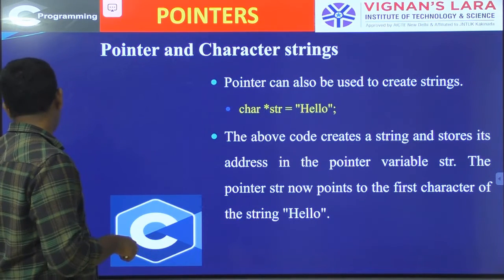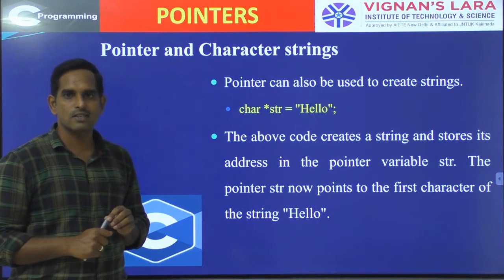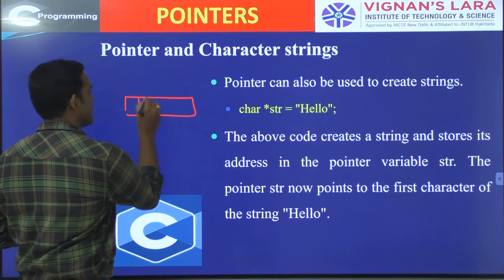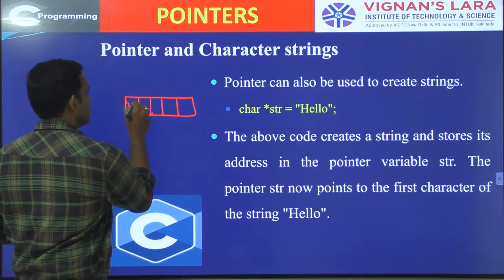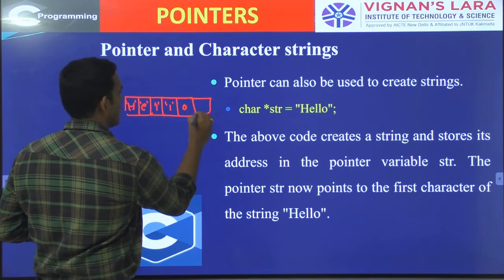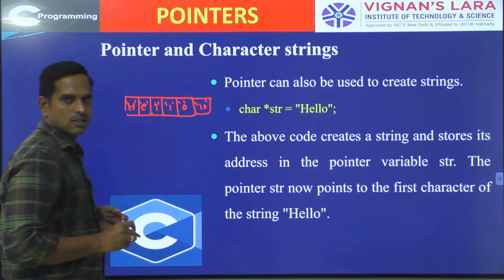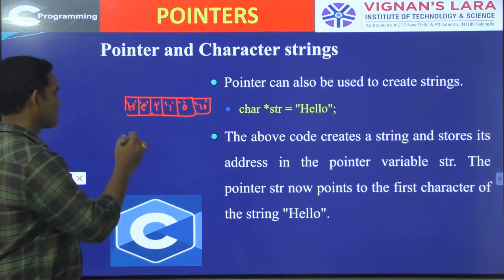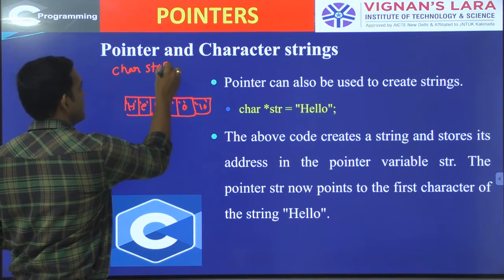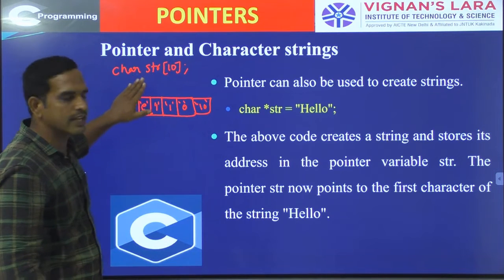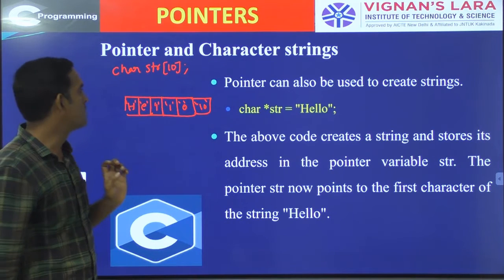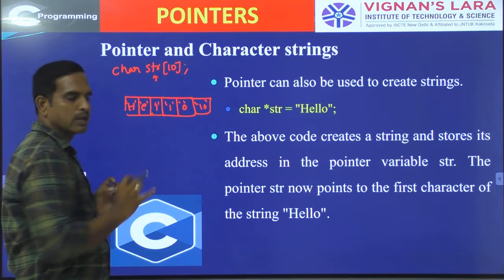In a similar manner you can have pointers to character arrays or strings. I think you know a string is nothing but a single dimensional array where each character is present in one memory location, terminated by the null character. So if you have char str of 10, this is a single dimensional array, a string with 10 characters, and this is how we can implement it. By default str will act like a pointer.